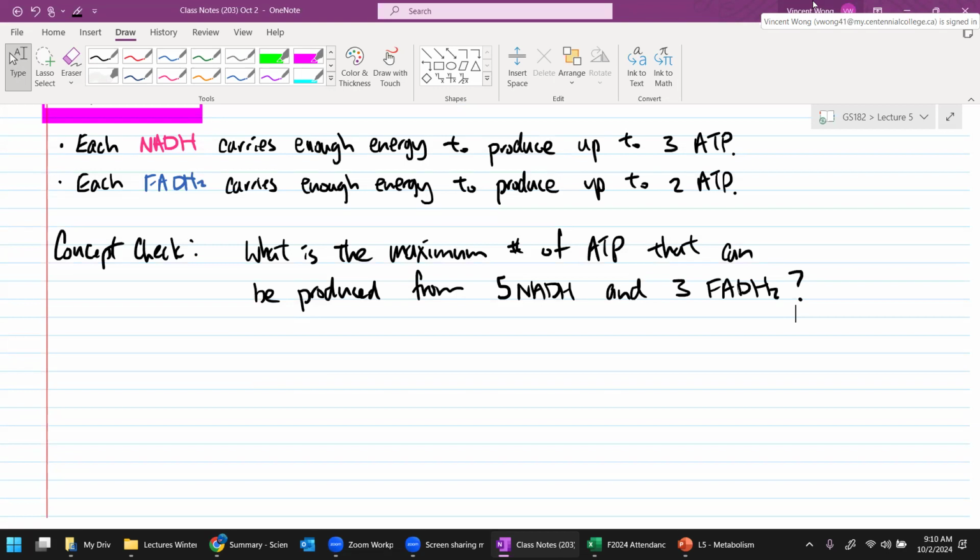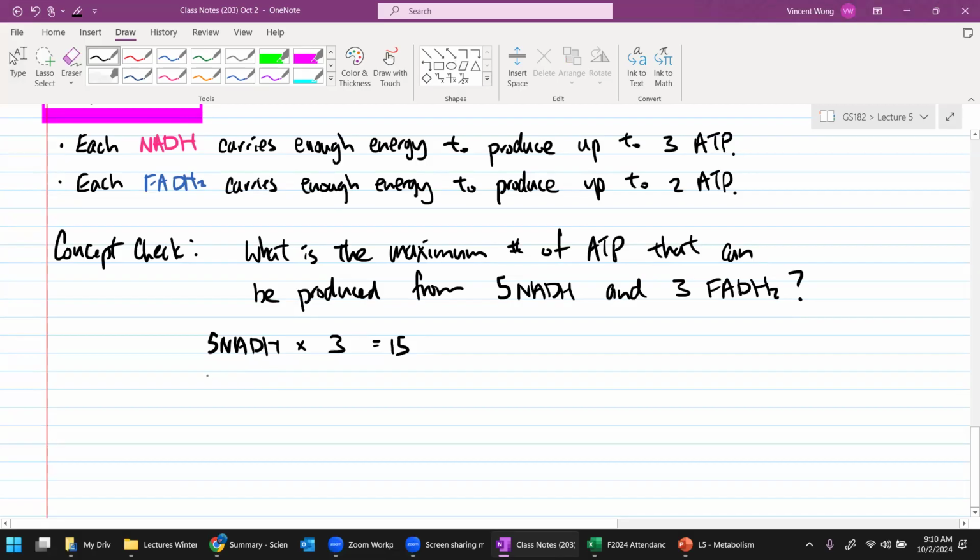21. That's right. So it's quite simple. 5 NADH multiplied by 3, because each NADH can make 3, right? That's going to be 15. And 3 FADH2 multiplied by 2, it's going to be 6. 15 plus 6 is 21. That's it. Okay. So there will be questions like these on the test.